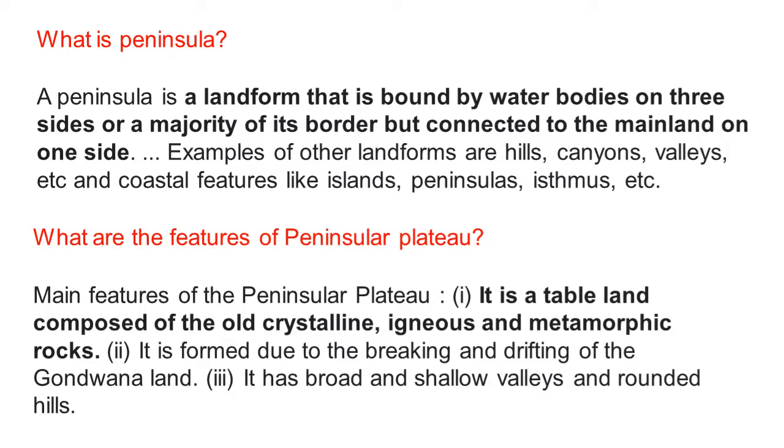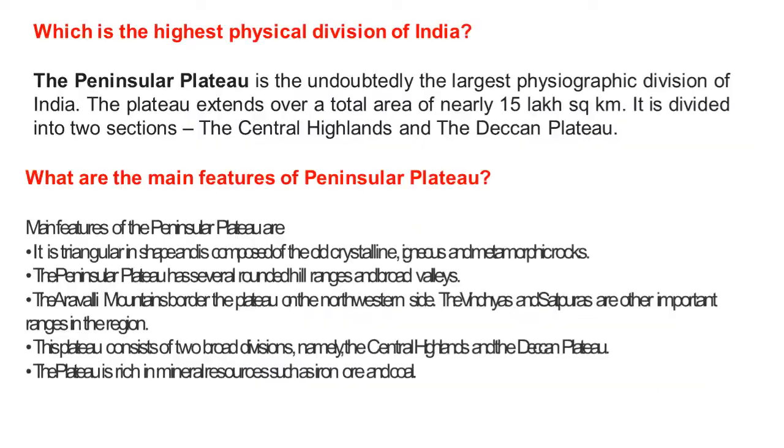What are the features of the Peninsula Plateau? Main features of the Peninsula Plateau: Number 1, it is a tableland composed of very old crystalline, igneous, and metamorphic rocks. Number 2, it is formed due to the breaking and rifting of the Gondwana land. Number 3, it has broad and shallow valleys and is rounded by hills.